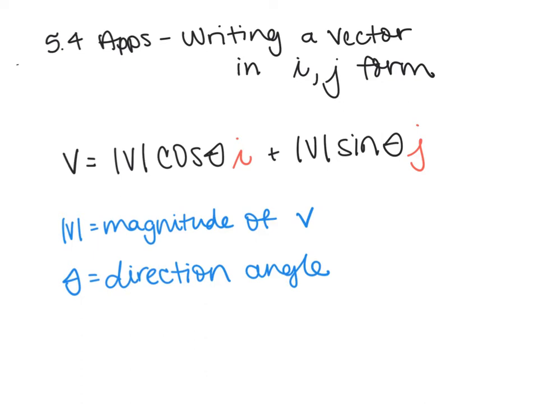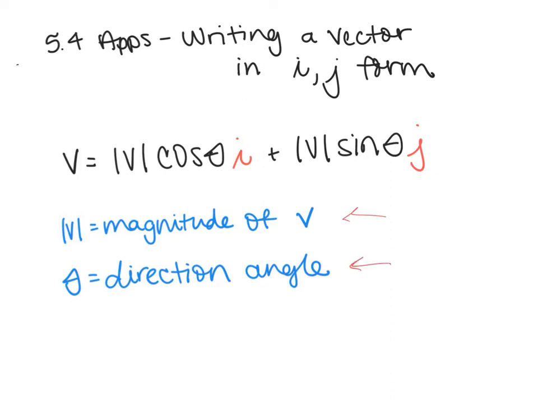Okay, today is going to be an intro into the applications we'll be doing with vectors. In most cases of applications, you will be given a magnitude of a vector and a direction angle. So for example, that could be miles per hour at 40 degrees or so many pounds at so many degrees. So you're normally given these two pieces of information, magnitude and direction angle.